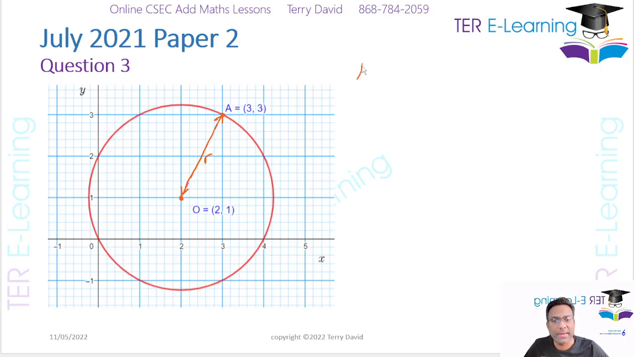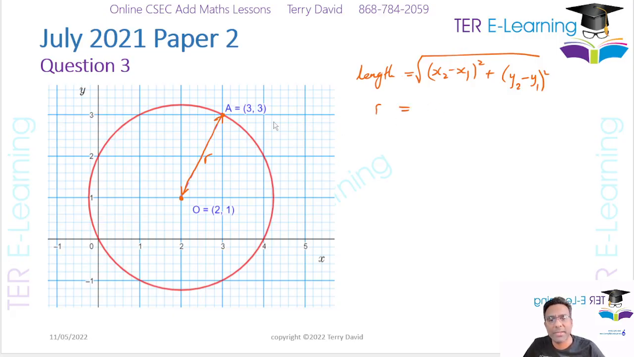So the length of a line segment is given by the square root of (x2 minus x1) squared plus (y2 minus y1) squared. That's how we find the length of a line segment. So R in this case here, I'm going to call this x1, y1. I'm going to call this x2, y2. It doesn't matter how you call them, just be consistent in terms of your labeling.